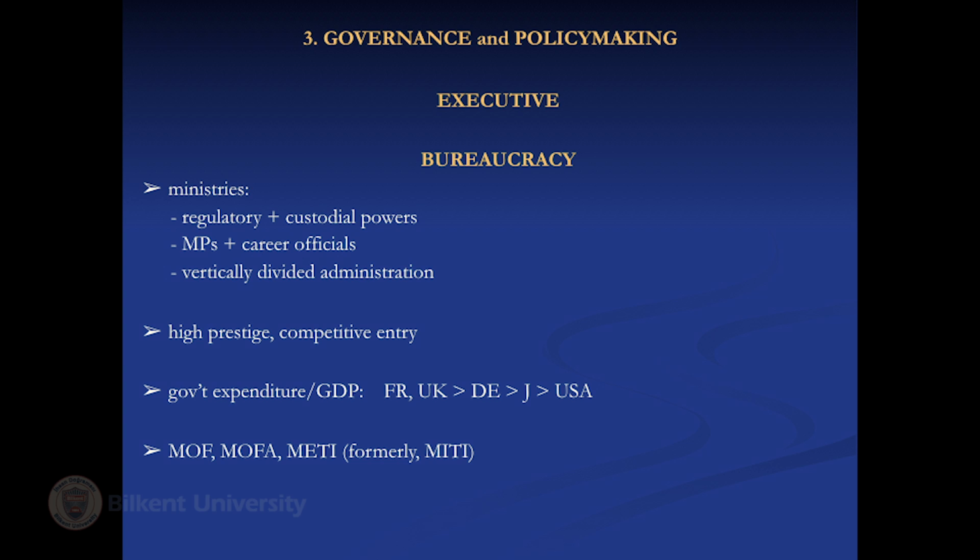Japan is, in terms of government expenditure, larger than that of the US. France and UK are the highest spenders. Germany is in between those high spenders and the spenders towards the lower end. So Japan's government expenditure is lower than those in Northwestern Europe, those countries in Northwestern Europe.